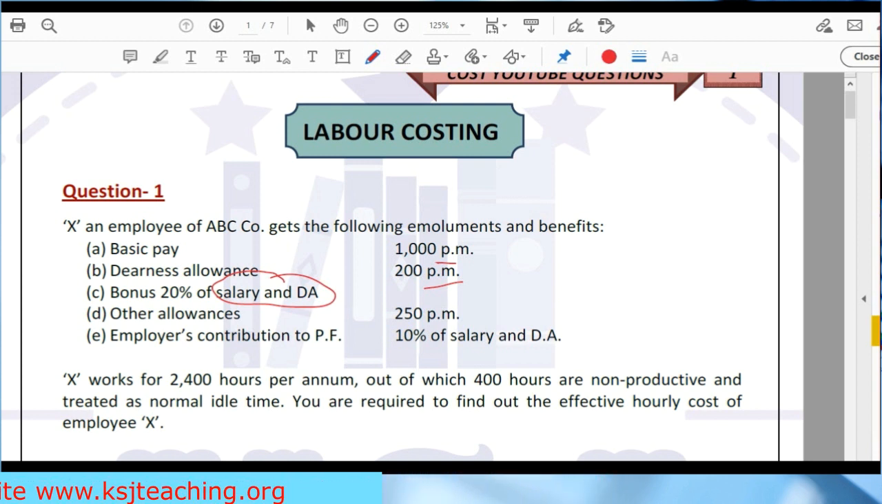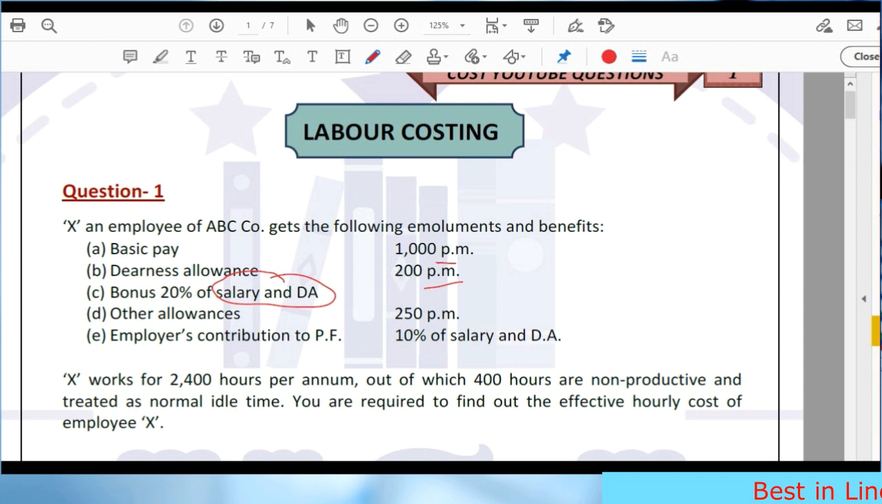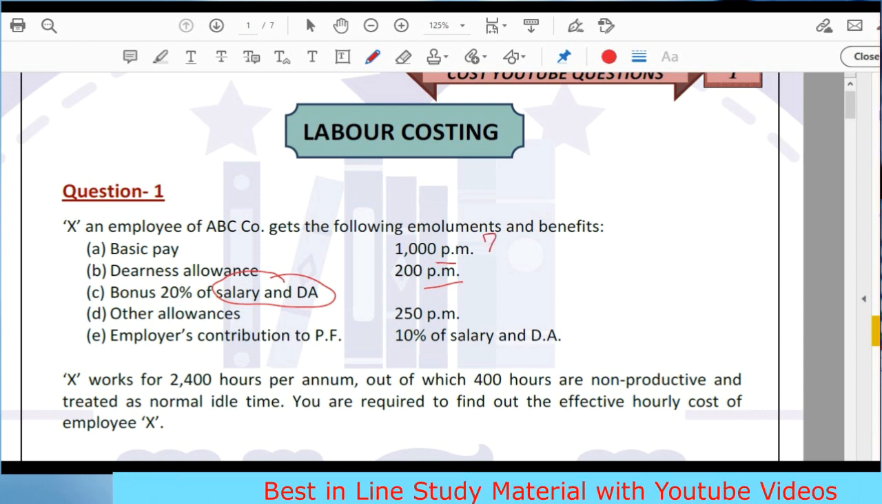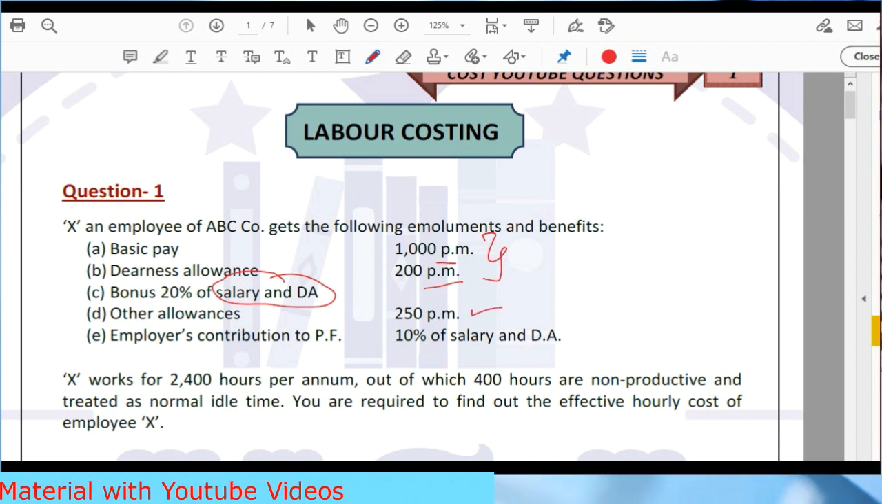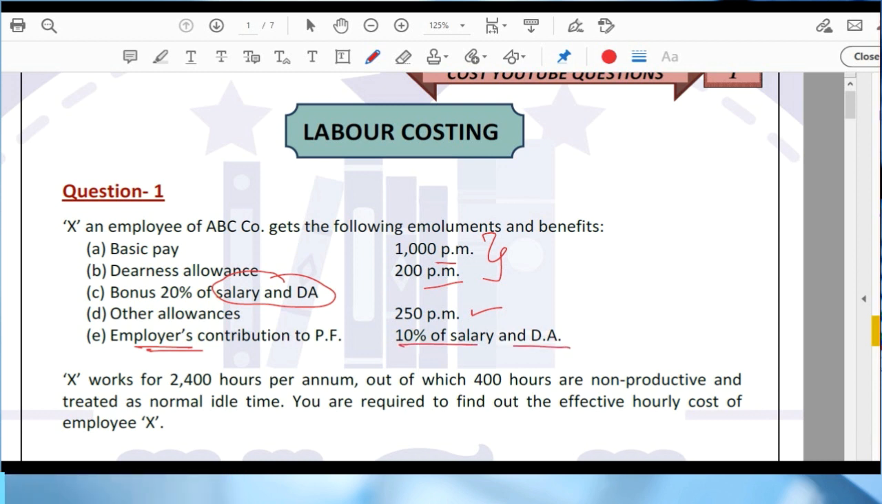Now you need to be very careful while reading the question, what is given, right? On which value you have to calculate the things. It is given bonus 20% of salary and DA. That means the bonus is to be calculated on this combined value. Okay. Other allowances 250 per month. Employer's contribution to PF is 10% of salary and DA.